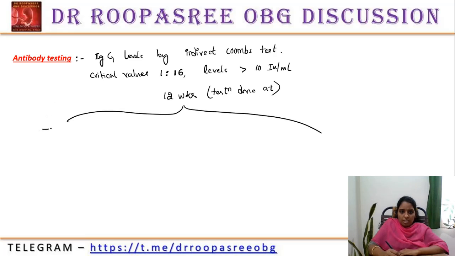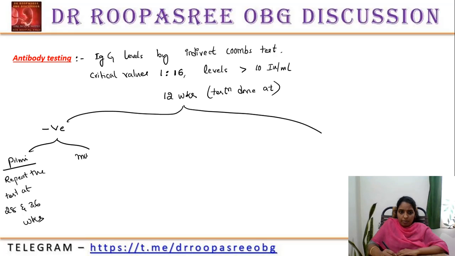If we do the test, sometimes it will come negative. In case of negative, if the patient is primigravida, repeat the test at 28 and 36 weeks. If the patient is multigravida, repeat the test monthly from 28 weeks.